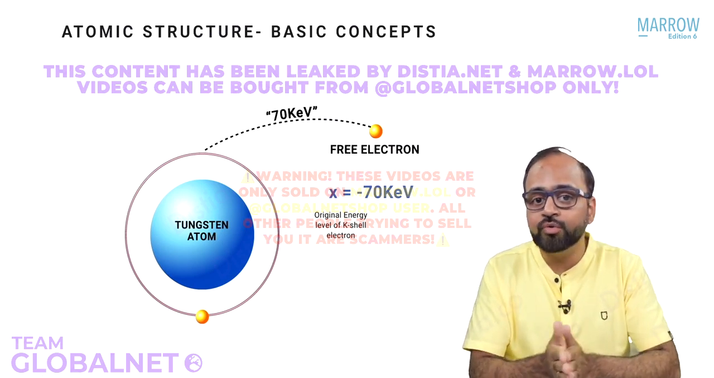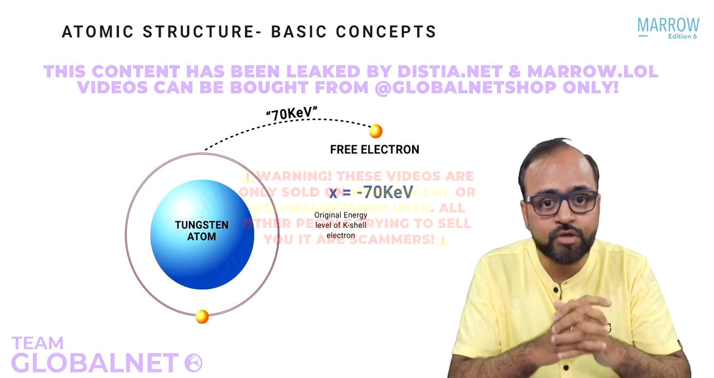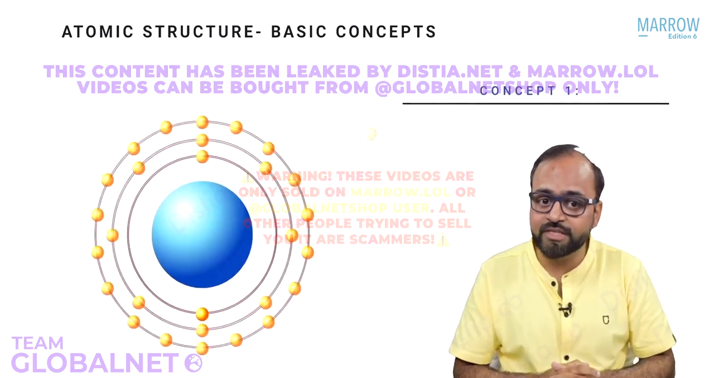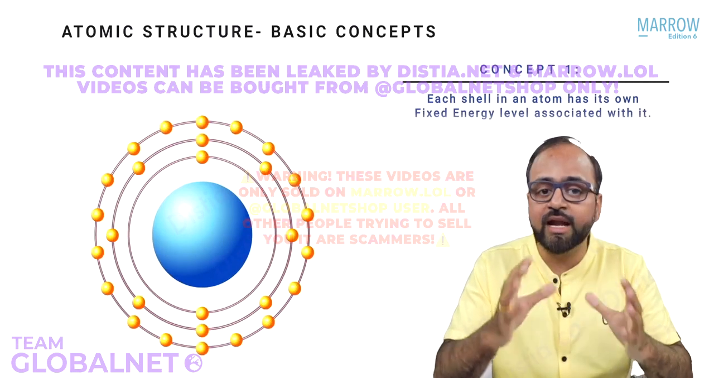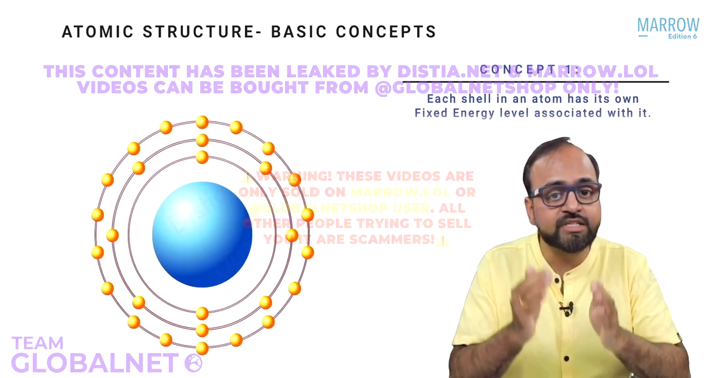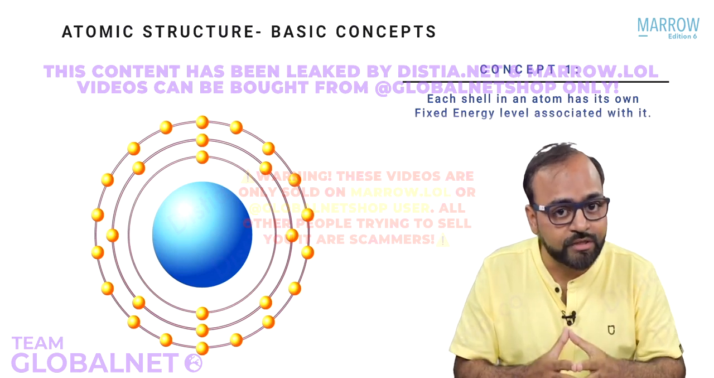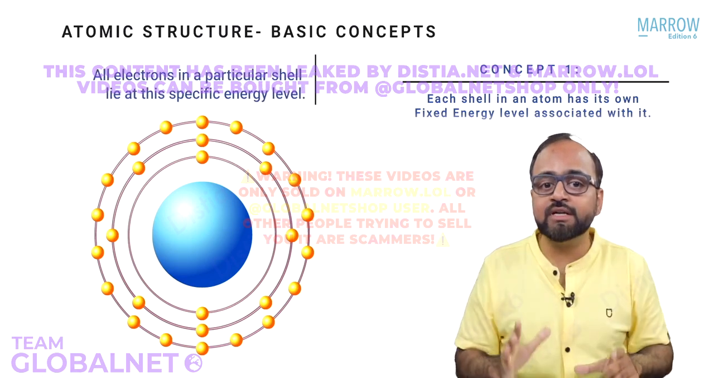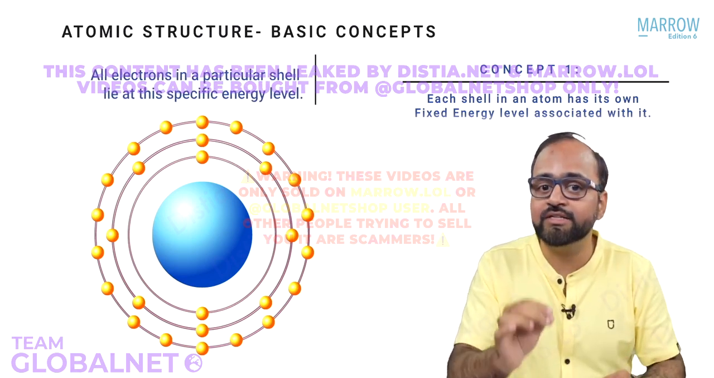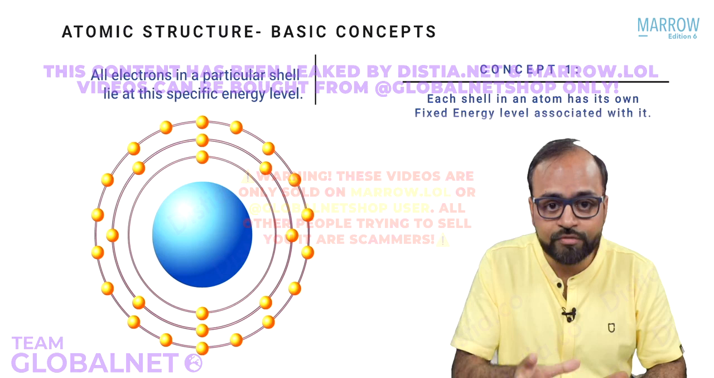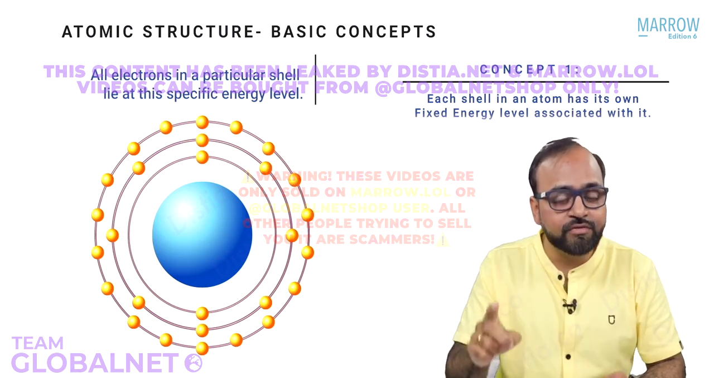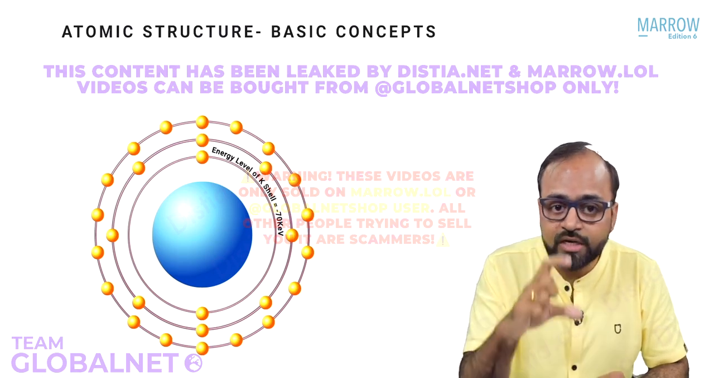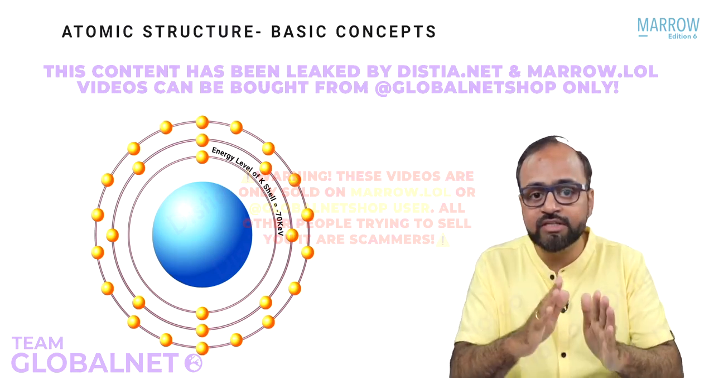Here I want to introduce you to a very important concept. That is the first concept about the structure of the atom. What is that? The concept says that each shell in an atom has its own fixed energy level associated with it. Right? All the electrons in that particular shell must lie at that specific energy level only. So we just studied what is the energy level of K shell of tungsten atom. It is minus 70. So all the electrons in the K shell, they will lie at what energy level?